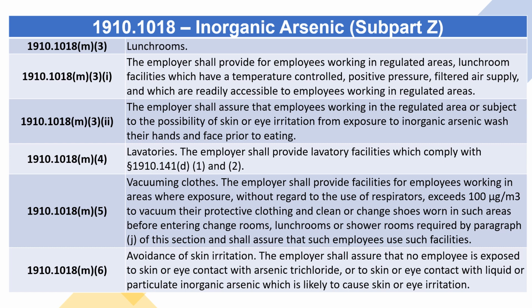1910.1018(m)(3), lunchrooms. 1910.1018(m)(3)(i). The employer shall provide for employees working in regulated areas lunchroom facilities which have a temperature-controlled, positive pressure, filtered air supply, and which are readily accessible to employees working in regulated areas. 1910.1018(m)(3)(ii). The employer shall assure that employees working in the regulated area or subject to the possibility of skin or eye irritation from exposure to inorganic arsenic wash their hands and face prior to eating.